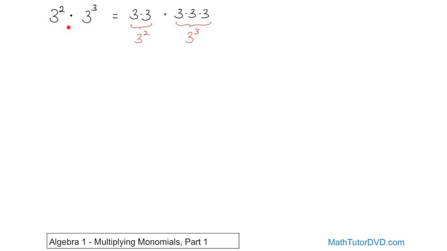Now, how do we simplify these? When you write it out, it's really 3 times 3 times 3 times 3 times 3, which is the same thing as 3 raised to the power of 5, because now you're multiplying 3 by itself 5 times altogether. But let me draw your attention to something. If you look at these two exponents here, 2 plus 3 is equal to 5.